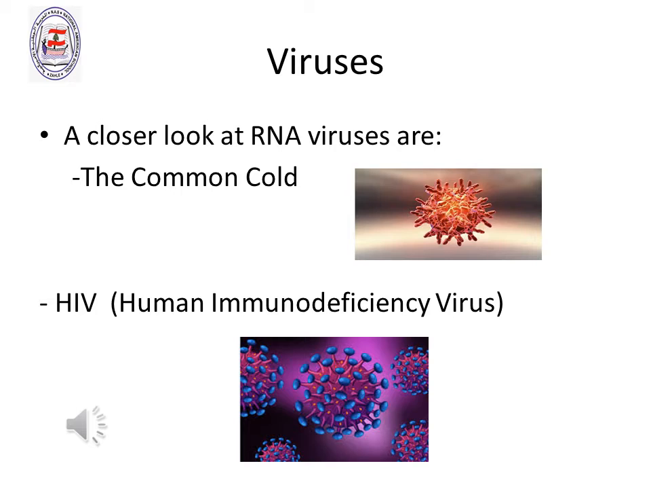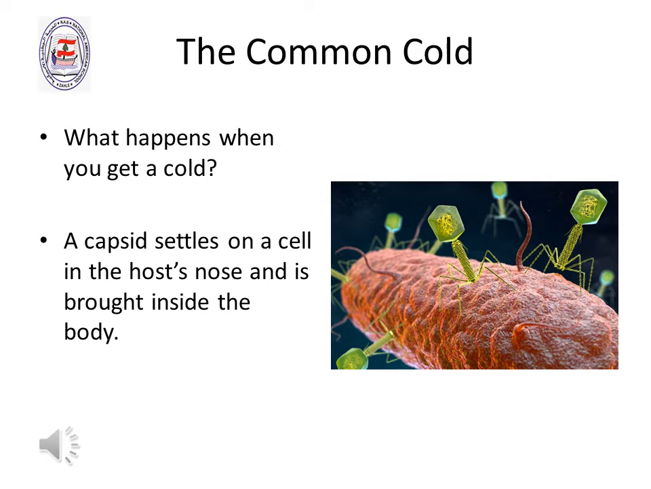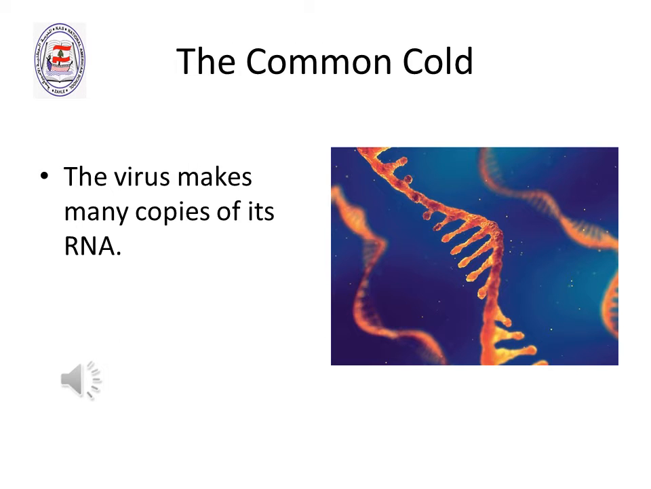Two examples of viruses that contain RNA as their genetic information are the common cold and human immunodeficiency virus, or HIV. The common cold. What happens when you get a cold? First, a capsid settles on a cell in the host's nose and is brought inside the human body. After the RNA is inside a host cell, the viral protein starts making copies of its viral RNA.